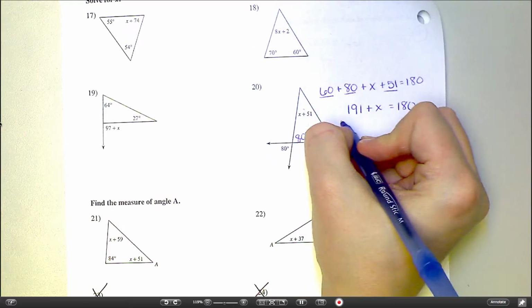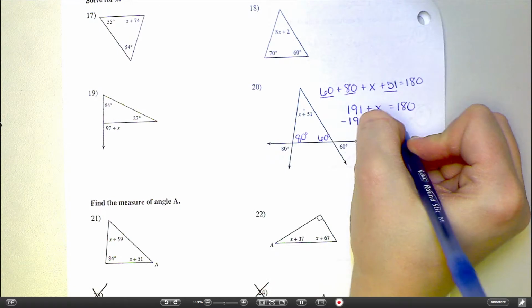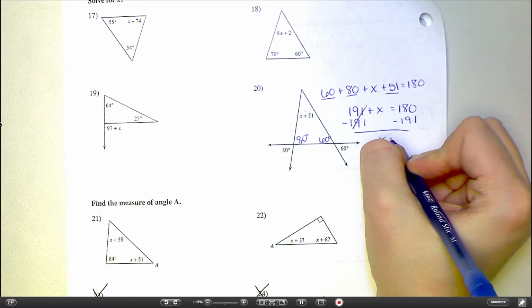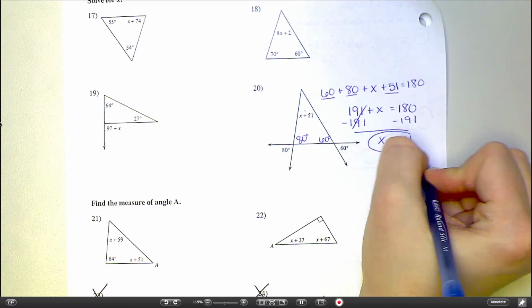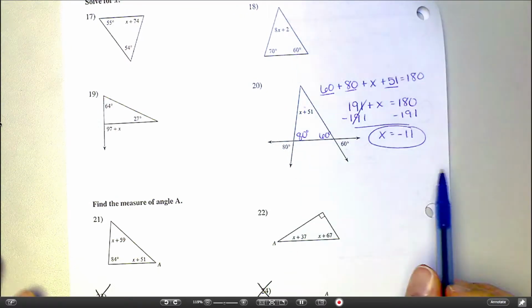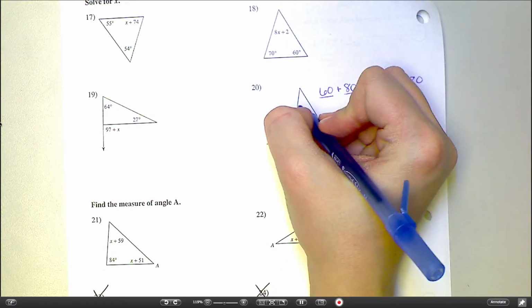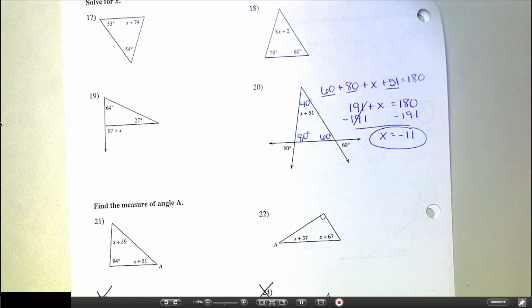180 minus 191, and I end up with negative 11. And that's okay. Your x value is negative 11. All that means is if I did negative 11 plus 51, that would make 40. So that means that this angle is 40 degrees.